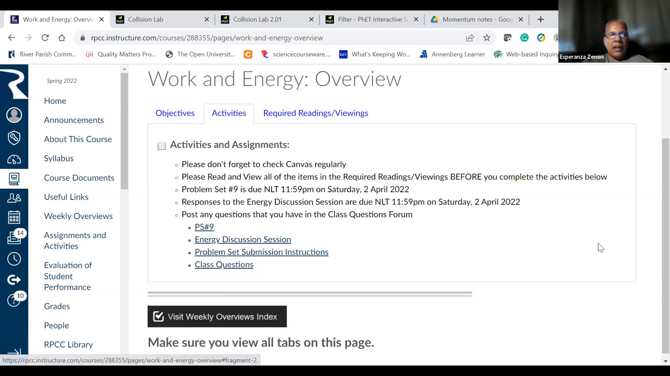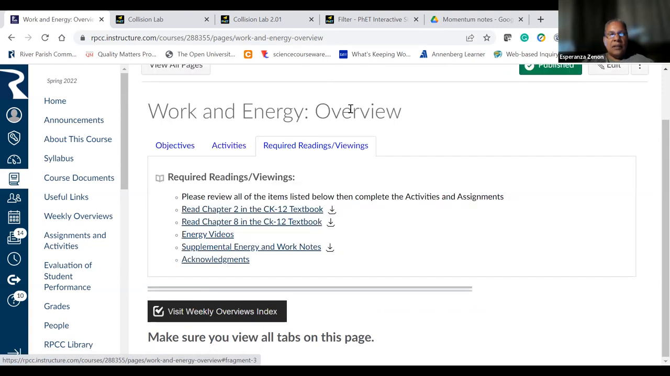So for this overview, you have some items on your plate. Problem set number 9 deals with momentum. And you have a discussion session that deals with energy. And so you have here 2 chapters in your CK-12 textbook, chapters 2 and 8, that you should review and read, and then some energy videos. And then I'm going to cover these energy and work notes here, and then I'll go into the announcements and look at the extra resources dealing with energy. And then we'll look at some simulators that actually deal with energy conservation.